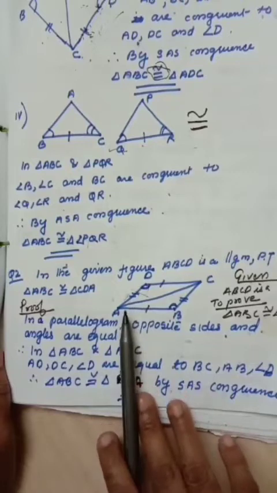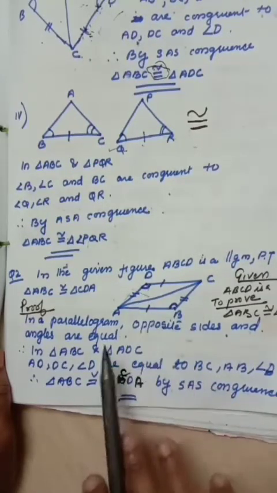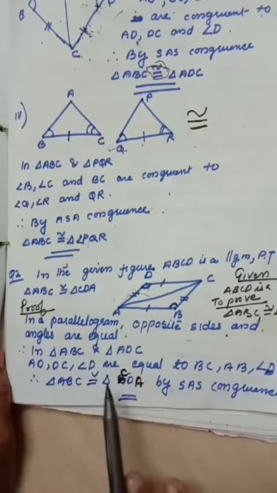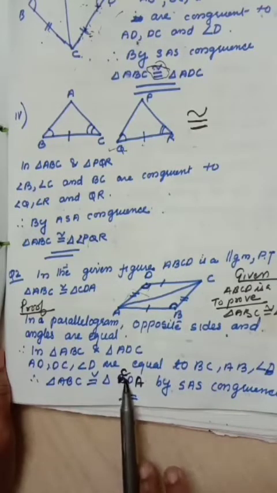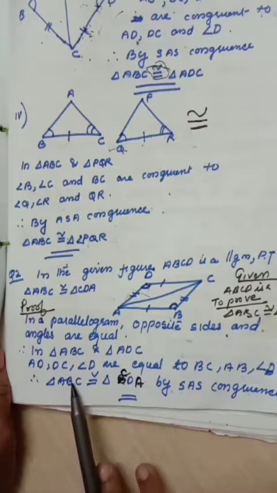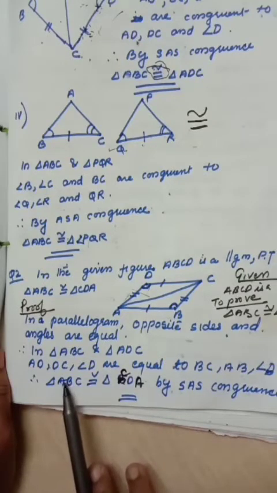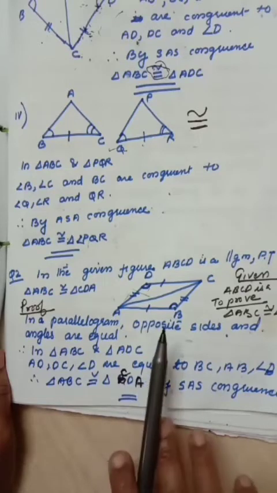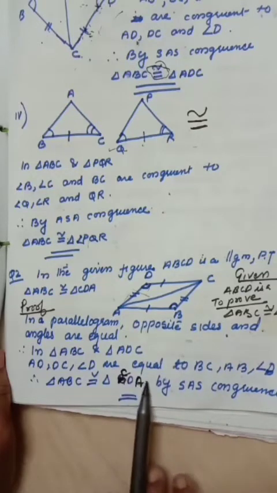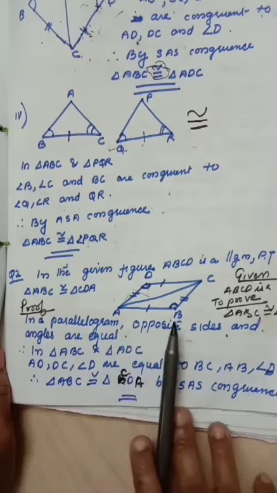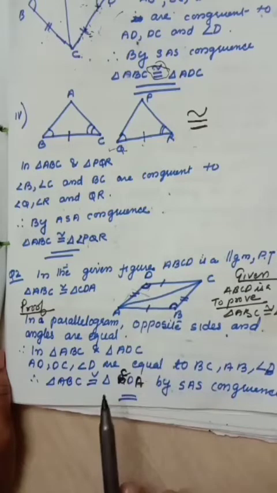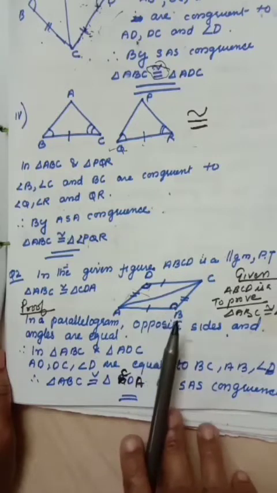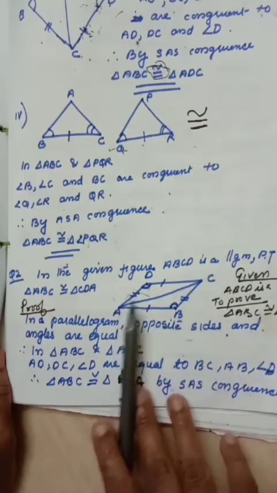How to write congruence? The first triangle's name you can write as you wish. That is, triangle ABC I wrote first. But after the congruence symbol, the second triangle you will write. Check it and write, because you have to write which side is equal to the corresponding side of the other triangle. AB equal to CD. BC equal to DA.